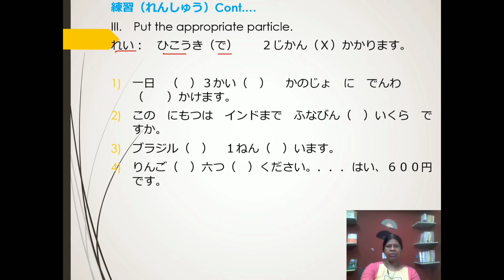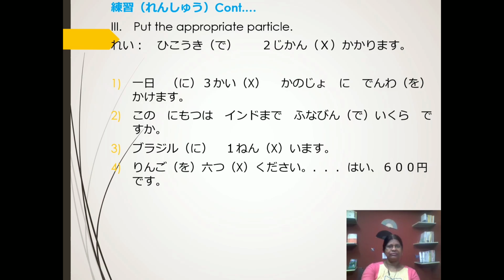1番から4番まで自分でしてください. Please do by yourself from question number 1 to question number 4. Then check with the answer I have given over here. Let's see. 1日に3回彼女に電話をかけます. 電話 is the direct object of the verb かけます, so it takes the O particle. Here 1日 is a quantifier period, so it takes the ni particle.